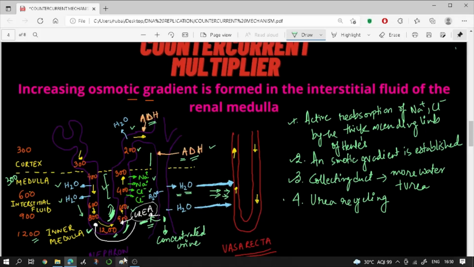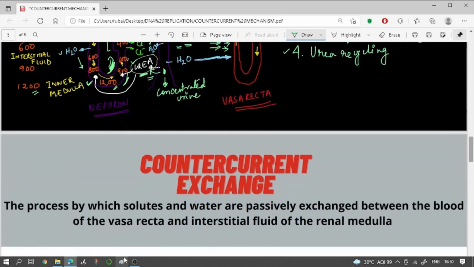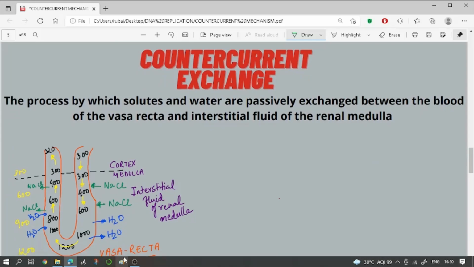And finally, the fourth point, which says urea recycling, where the urea is being reabsorbed by the medullary portion of the collecting duct and being reabsorbed by the descending limb and the thin part of the ascending limb of Henle's loop. Alright, now let's move on to the next mechanism, which is known as countercurrent exchange.